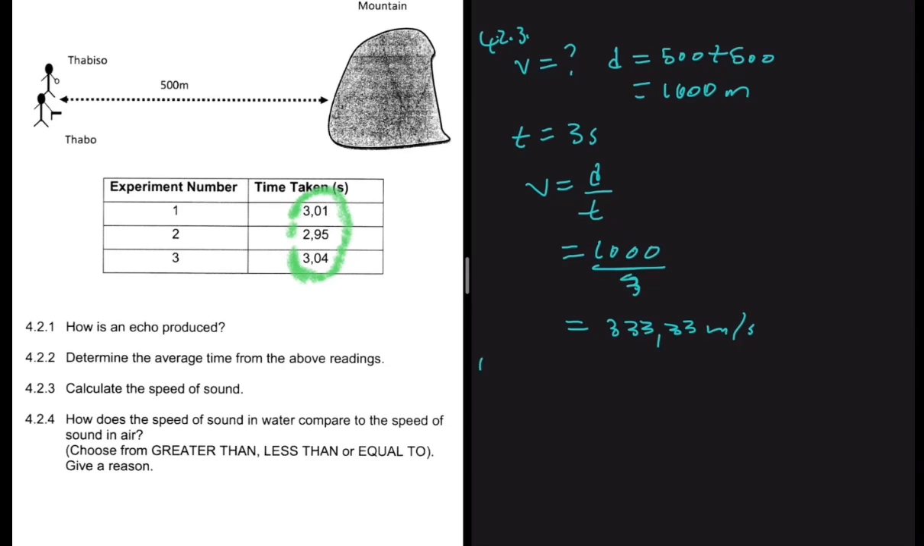And now off to the last question, 4.2.4. It says, how does the speed of sound in water compare to the speed of sound in air? Choose from greater than, less than, or equal to. We know fully well that it is greater than. That is because water is more dense compared to air.